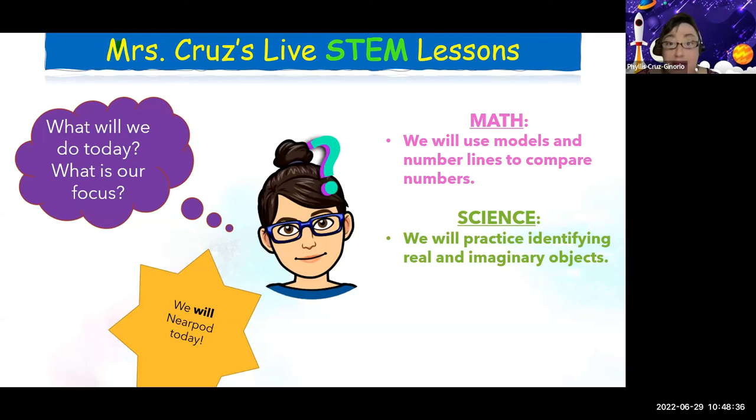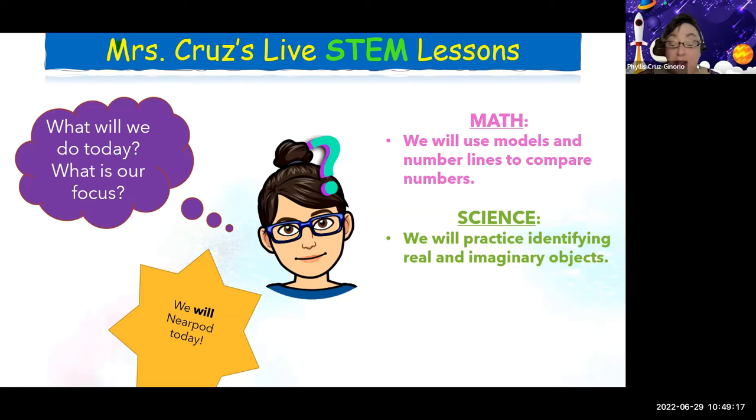So here we go. What are we doing today, you ask? We're going to do two things today. We're going to do a little bit of math and a little bit of science. We're going to go pretty quickly. In math, we're going to start comparing numbers. We're going to use different tools, models, number lines, even a tens frame to help us compare numbers to see who's got more, who has less. Yeah, we'll talk a lot about that. And then we'll have a very short science lesson.